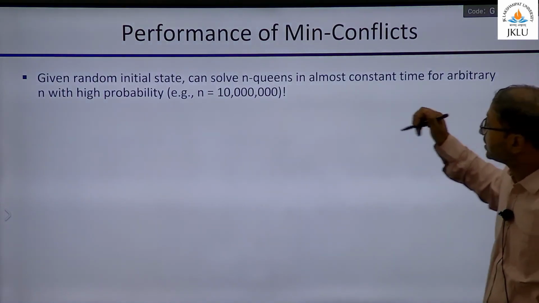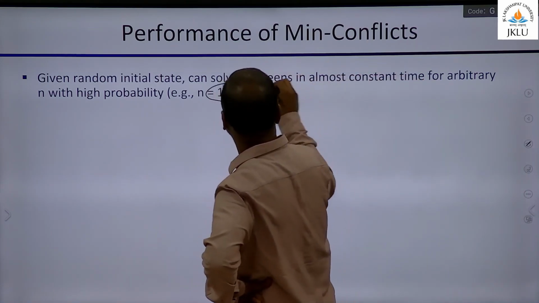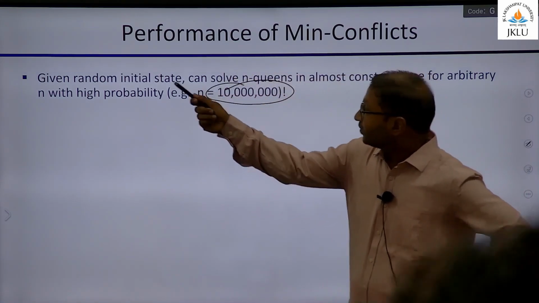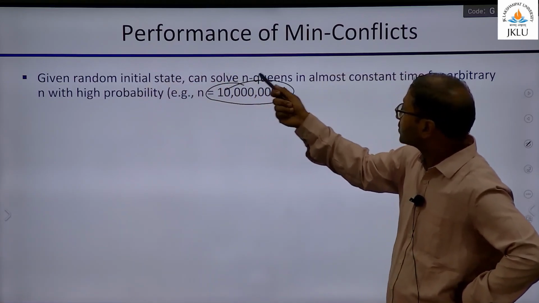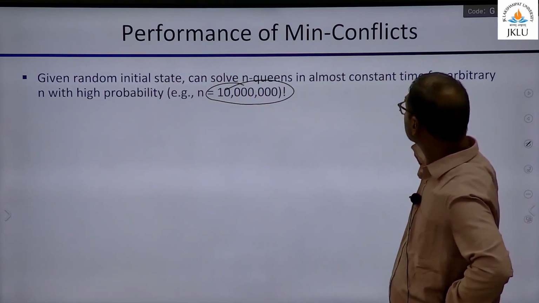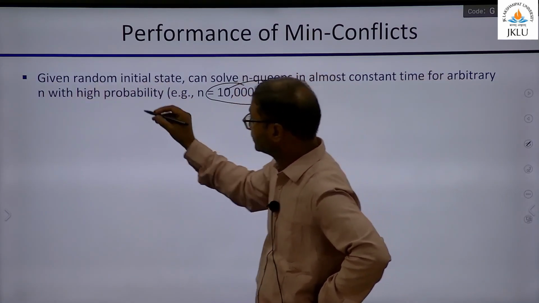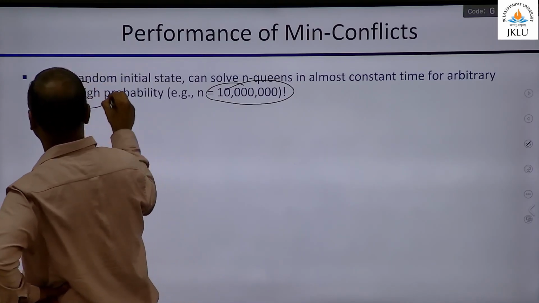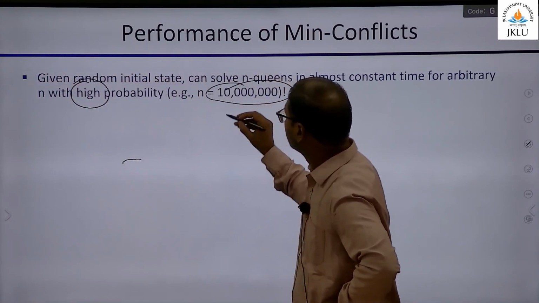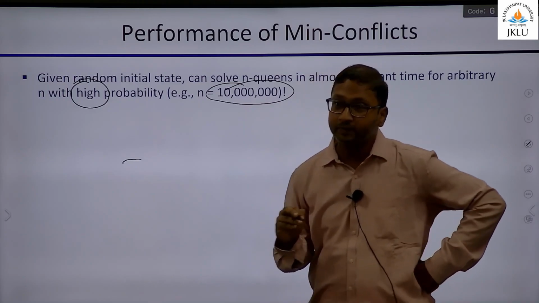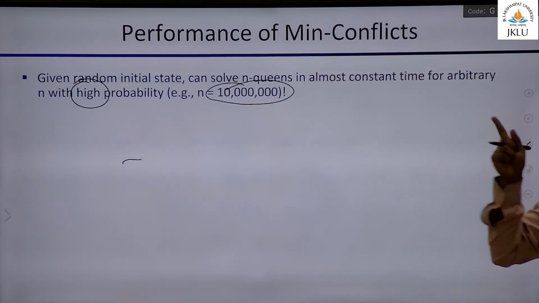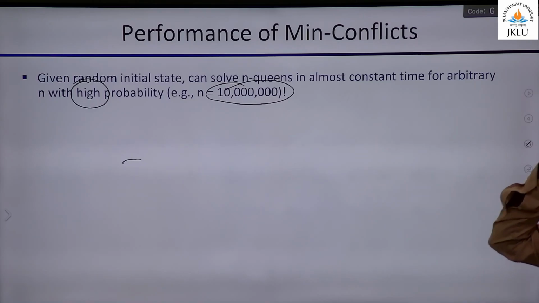Right, so see this huge gain. Given a random initial state, one can solve n queens in almost constant time for an arbitrary n with high probability. With high probability, so you are not guaranteed. For n equal to even 10 million. Remember what was this number for previous algorithms?